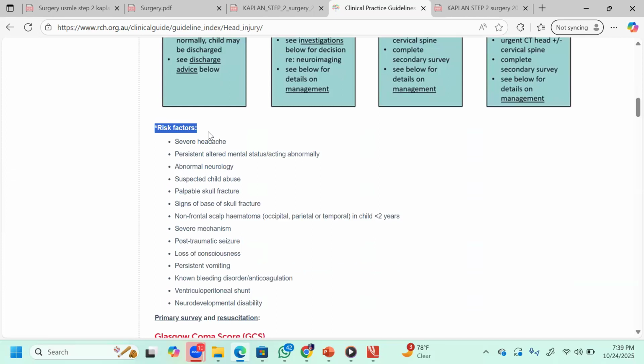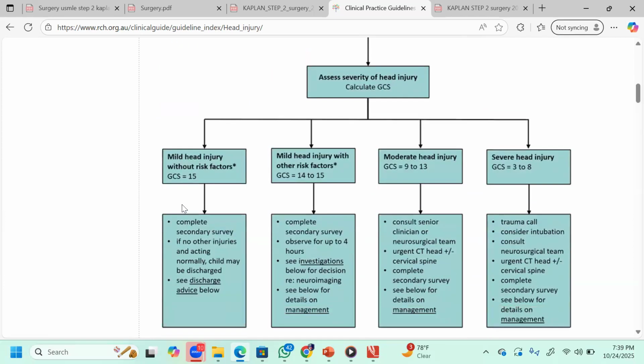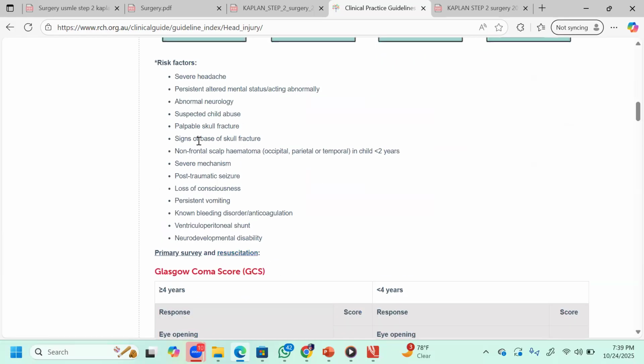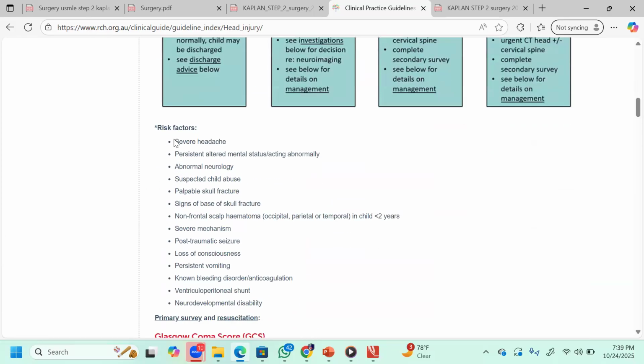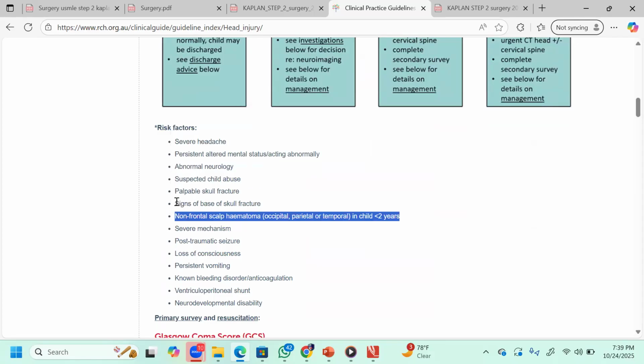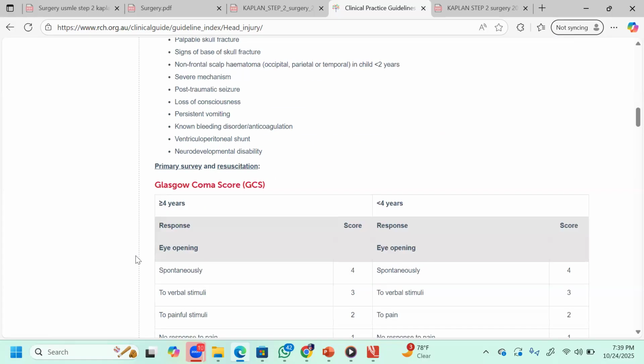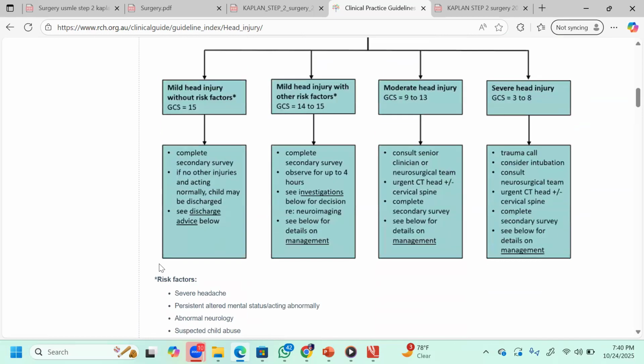Okay, these are the risk factors. You have to consider management with or without risk factors. So if these risk factors are present, accordingly you have to manage: severe headache, persistent altered mental state, alteration from normal neurological activity, palpable skull fracture or signs of basal skull fracture, severe mechanism, post-traumatic seizure, loss of consciousness, persistent vomiting, known bleeding disorder. So these are the risk factors present, and you have to manage accordingly.